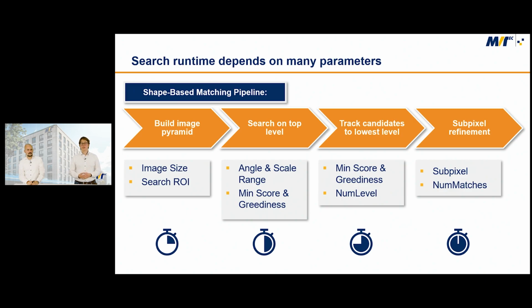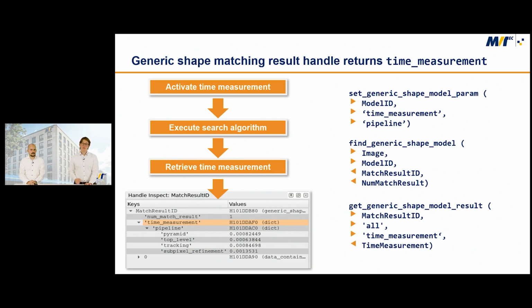This also translates to them not knowing the speed-up potential of the search operation, because time could be lost in the building of the image pyramids, which is not heavily influenced or not at all influenced by parameterization. To combat that, we will now provide you with a time measurement, which will tell you which step took how much time. To get this time measurement, you simply set the model parameter time measurement to pipeline, and then after your search operation, you will automatically be provided with a time measurement within your result handle.